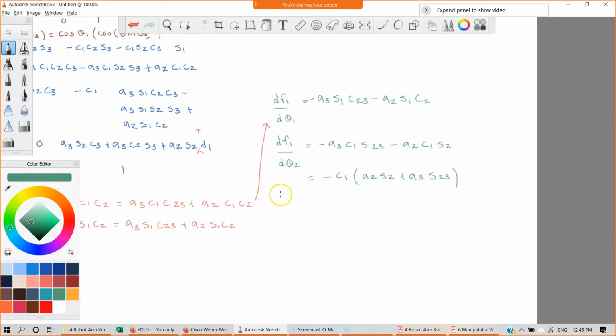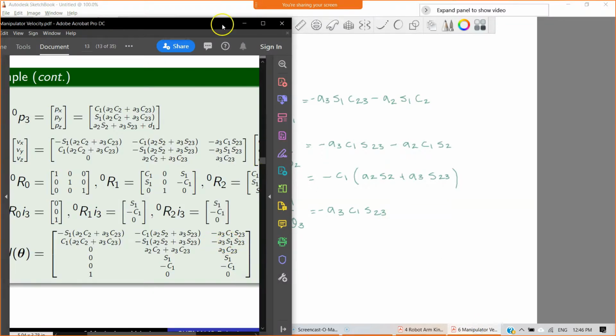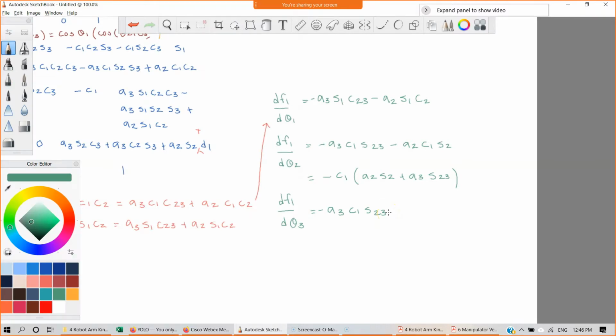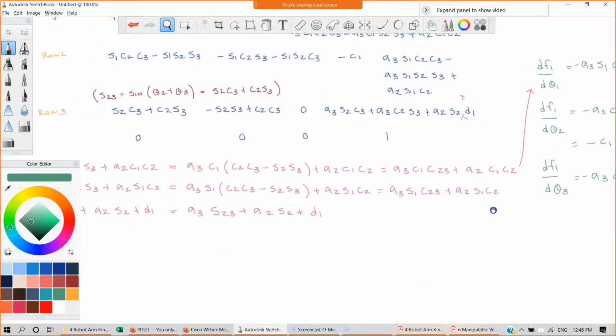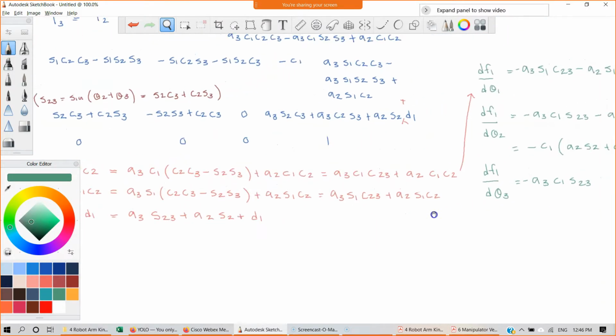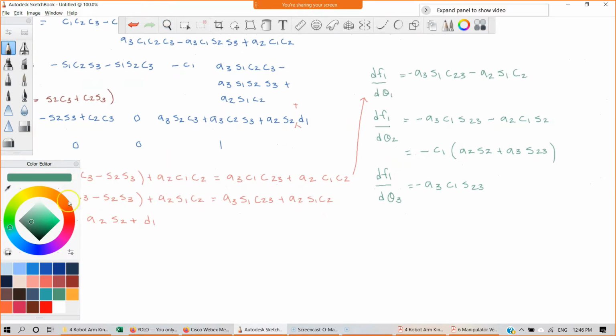Next, df1 d theta 3. Okay, good. And I think I will leave the rest as your exercise. So you should compute next you should compute this.